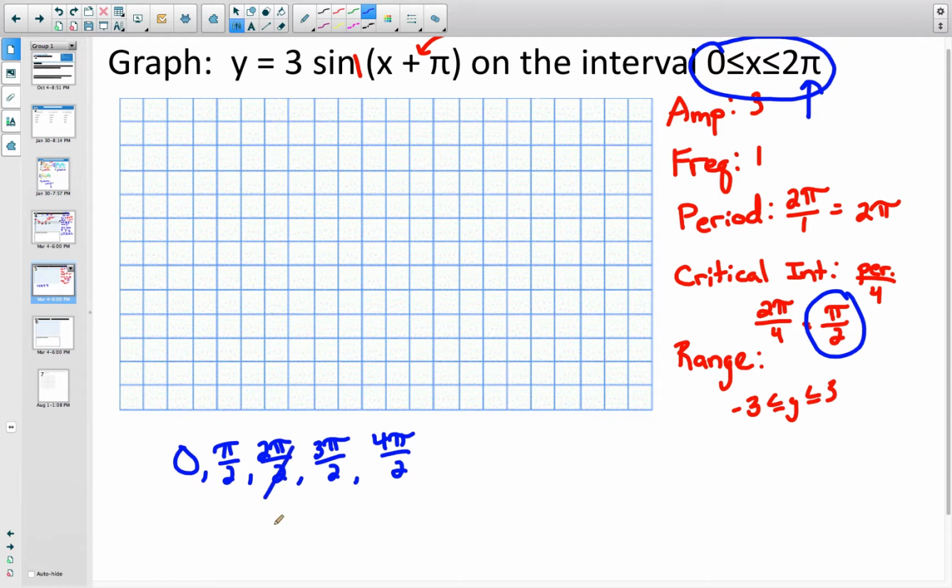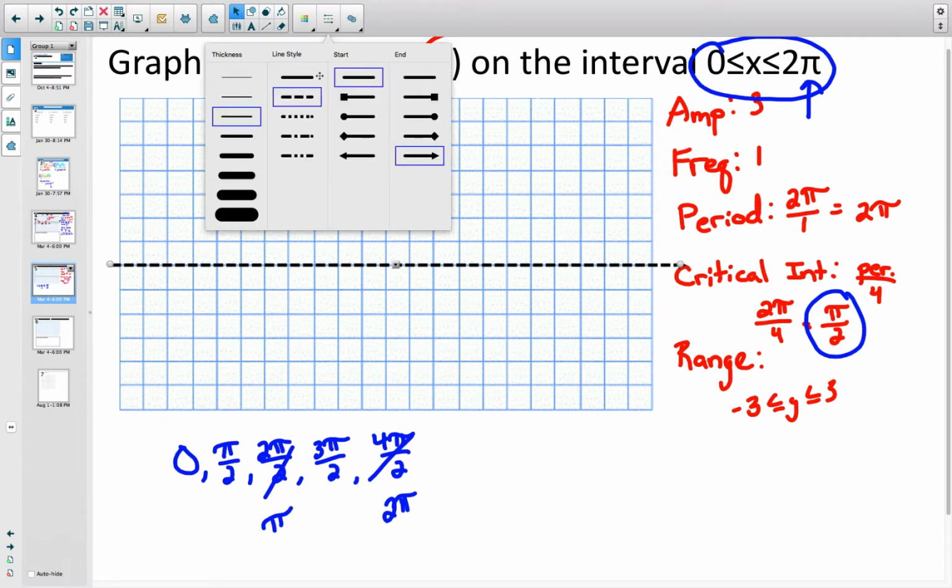And I know I could reduce these. This would be pi. This would be 2 pi. Now that we have our x-axis, we can go ahead and make our x and y axis on our graph. I don't know why I did that with dots. Let's change that. So make that solid.